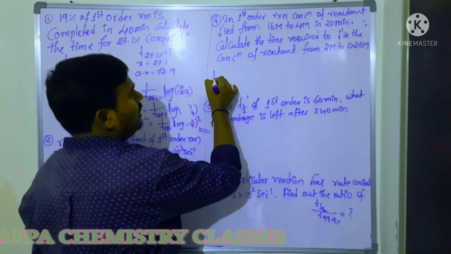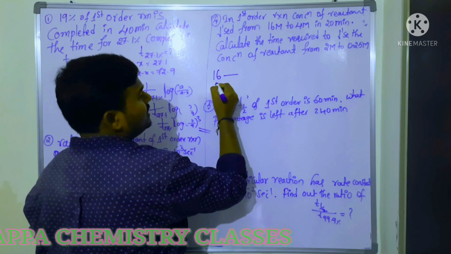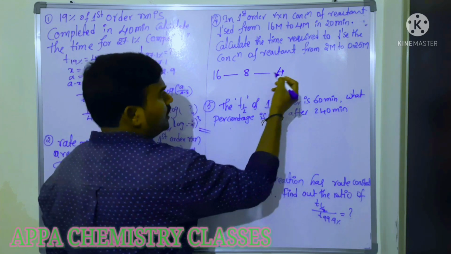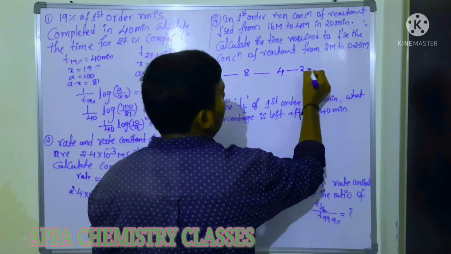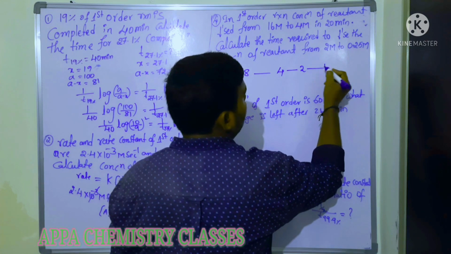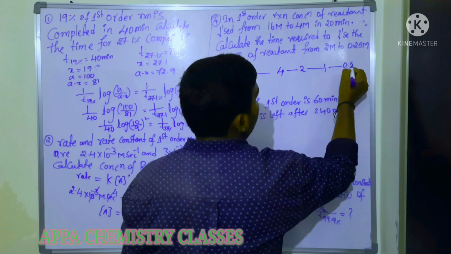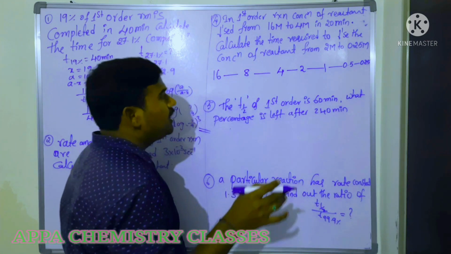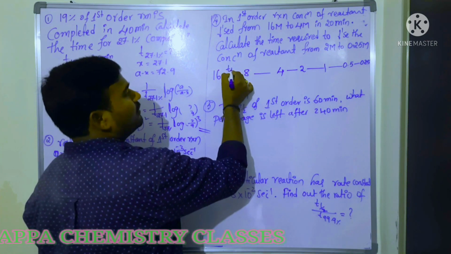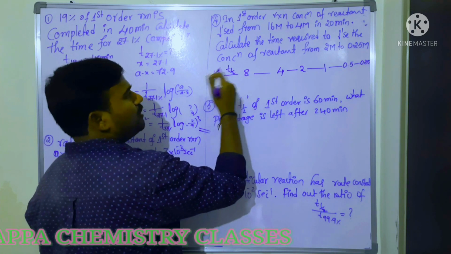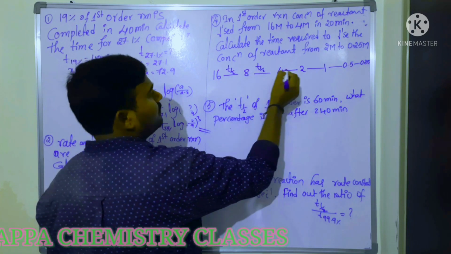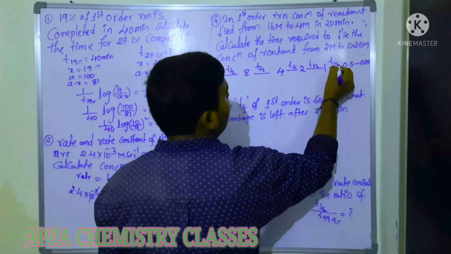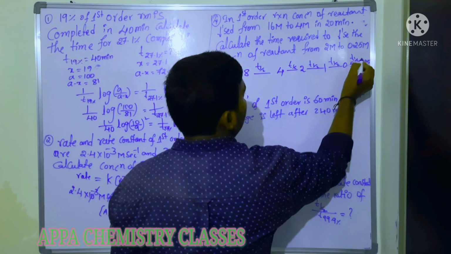Without taking that time, you can see how I am explaining. So initial 16 molar. Half of 16 is how much? 8. Half of 8 will be what? 4. Half of 4 will be what? 2. Half of 2 will be what? 1. Half of 1 will be what? 0.5. Half of 0.5 will be what? 0.25. Is that clear? So it is simply half-life, the time required to consume half of its initial concentration. All of these are half-lives. Half-life is independent of the initial concentration.